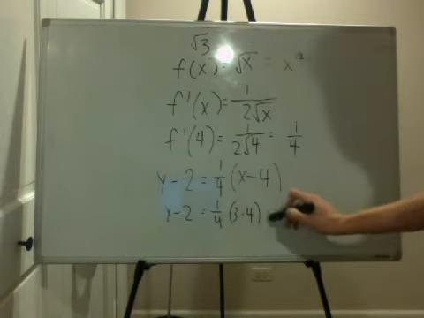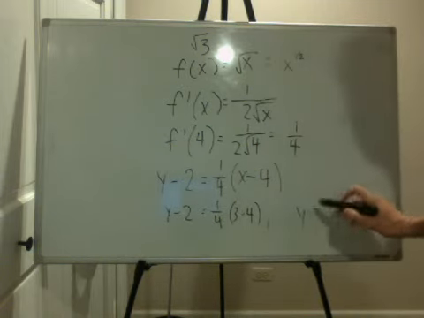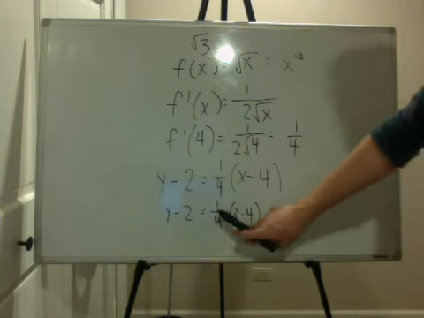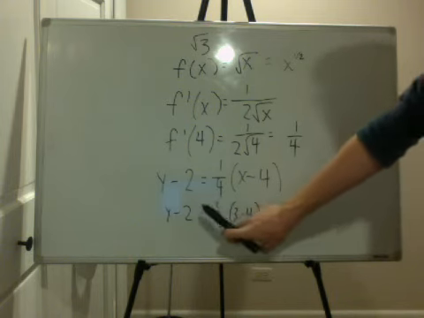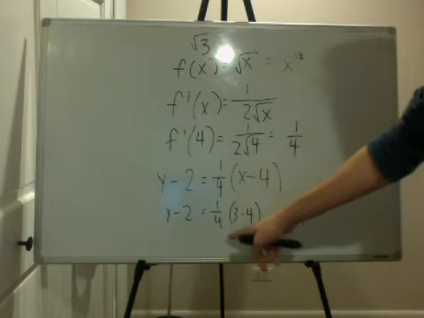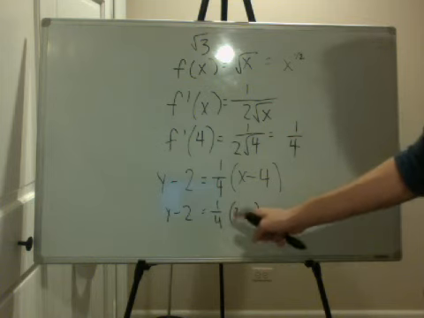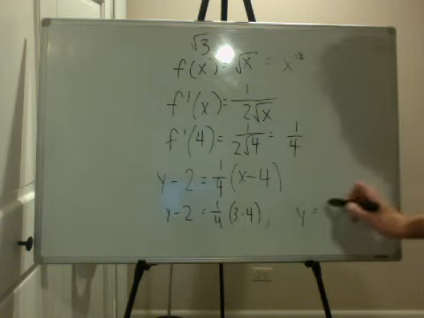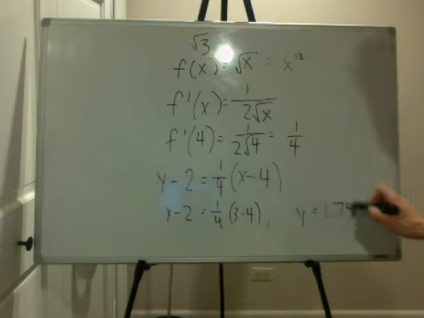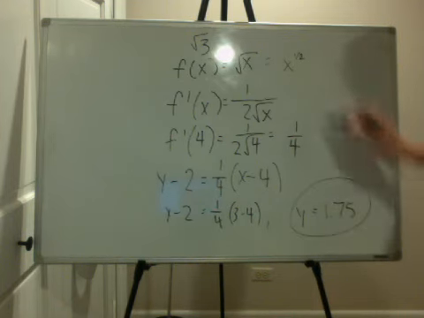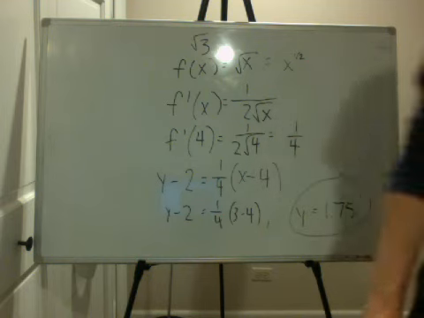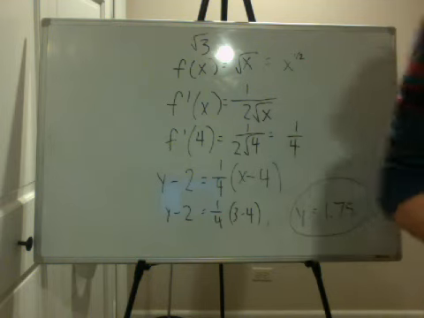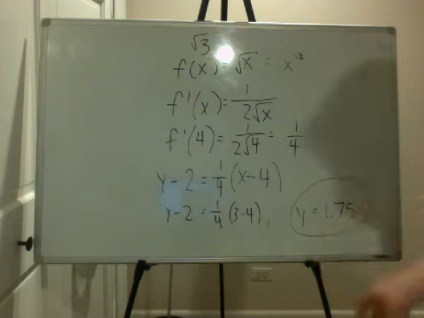You'll end up with y equals, well, 3 minus 4 is negative 1, times 1/4 is negative 1/4. Negative 1/4 plus 2 is 1.75. So the square root of 3 is approximately 1.75. And if you had a calculator, you would see that this is actually pretty accurate.